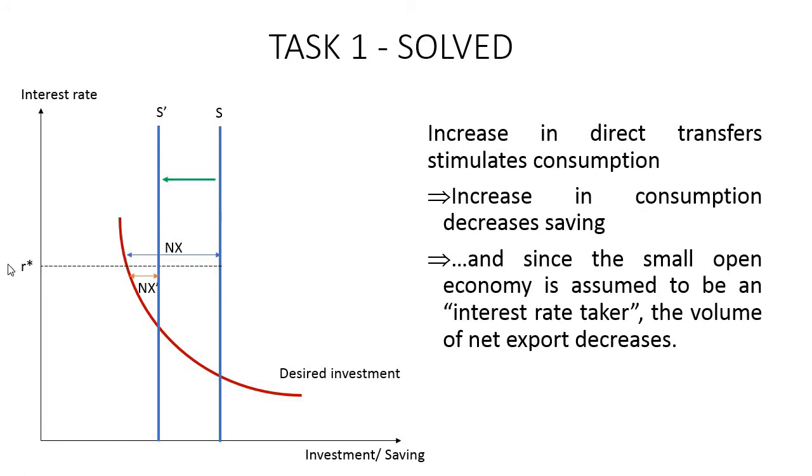So previously for this interest rate, this was the difference between desired investment and saving. And when we decrease national saving for this interest rate, this is the difference between desired investment and saving. And since this difference stands for net exports volume, the volume of net exports decreased.